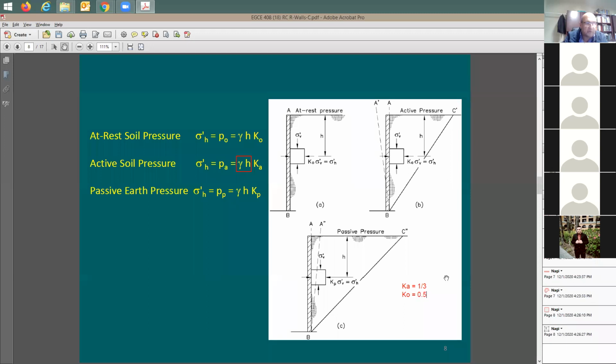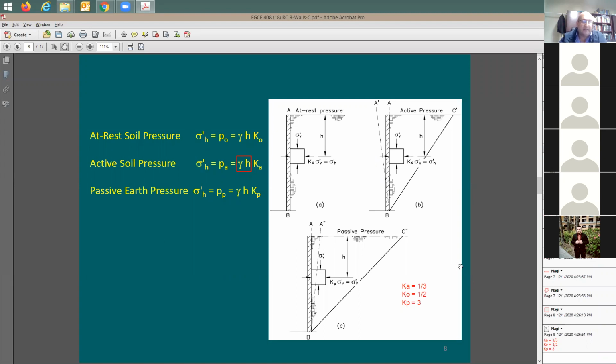It's going to be roughly 0.5, 1/2, just so you know. K passive is going to be maybe 3, because K passive is equal to the inverse of K active, so it's going to be equal to 3. These are some typical values.